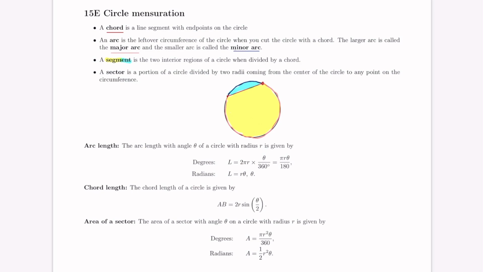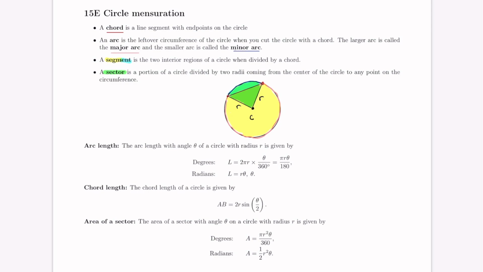Now the other one is a sector, which is a portion of a circle divided by two radii coming from the center of the circle to any point on the circumference. To line up everything we've done already, I'm going to draw my two radii. Remember the center of the circle, you've got the center here. I'm going to draw my two radii to touch these two red points. Then this entire green region here is what we call a sector. Hopefully that makes sense.